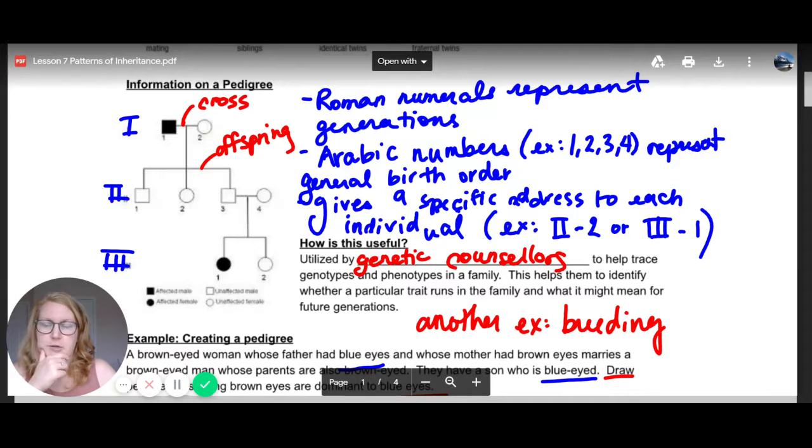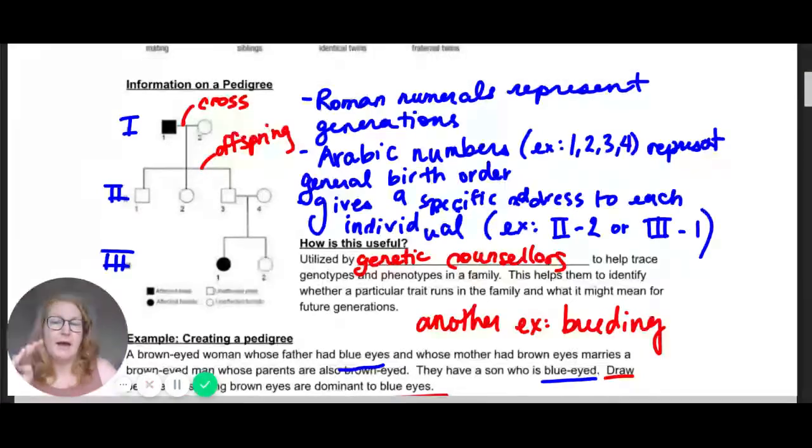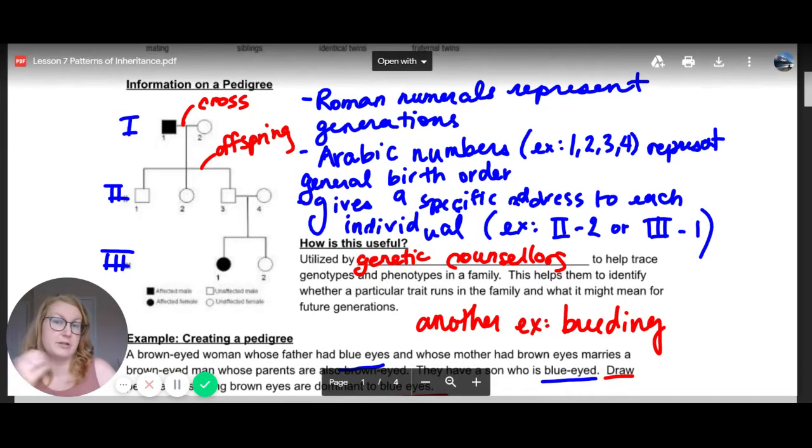I'll just show in the second generation what I was saying about the birth order. We had the first sibling, the second sibling, the third sibling. Number 2-4 is not a sibling. They don't come from the same parents. They are the mating partner of person 2-3.